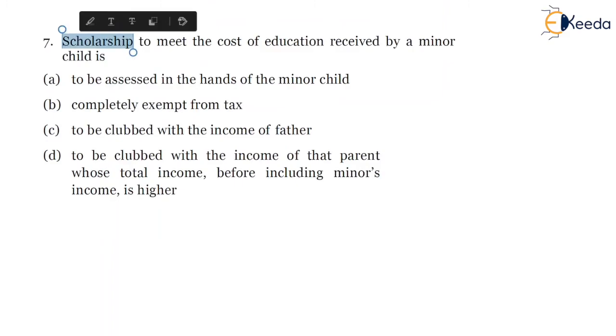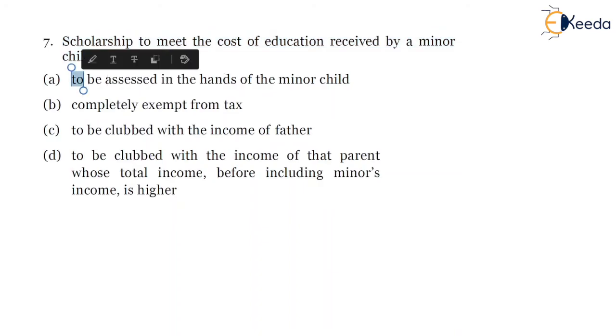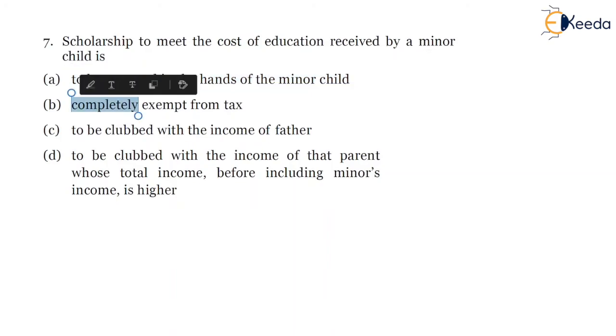Scholarship to meet the cost of education received by a minor child is, friends, as we have discussed earlier also, any income from scholarship will be exempt in the hands of the recipient under section 10. To be assessed in the hands of minor child, no. Completely exempt from tax, yes. Option number B.